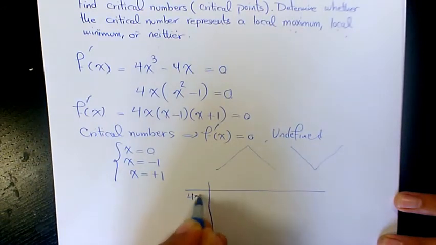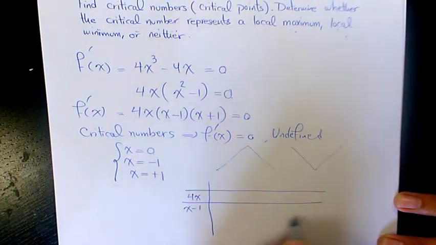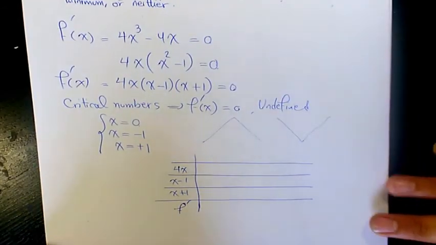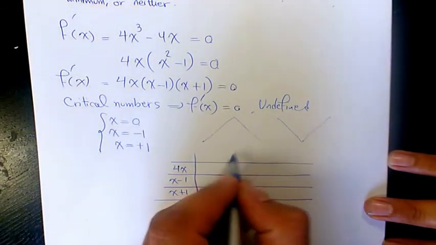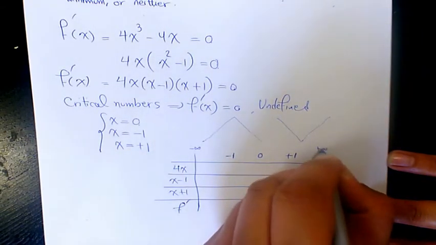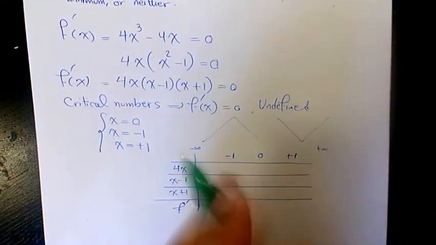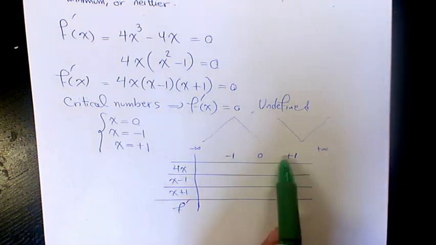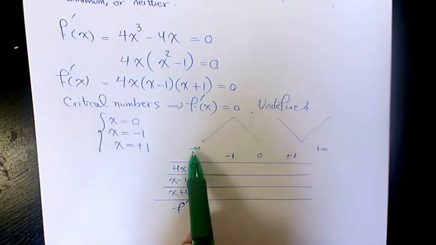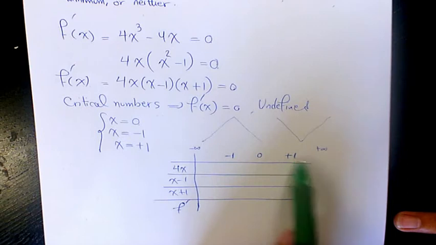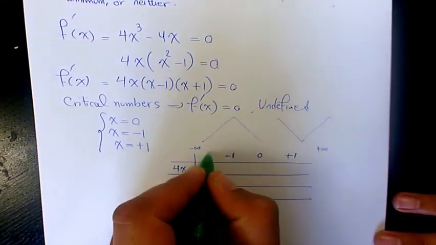we have 4x, x minus 1, x plus 1, f prime, and the points are negative 1, 0, and positive 1, with negative infinity and positive infinity, and the number line is going to be divided into 4 regions, 1, 2, 3, and 4 regions. One region is going to be from negative infinity to negative 1, another one from negative 1 to 0, then from 0 to 1, then you have 1 to infinity.